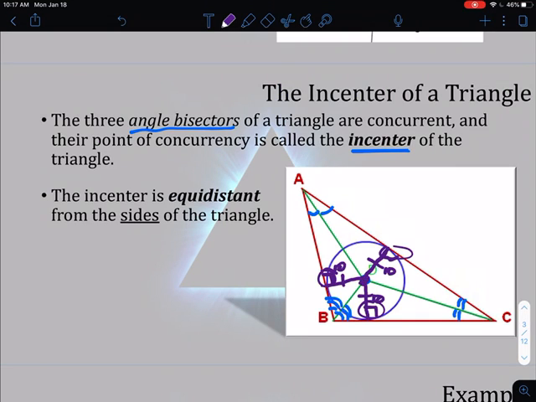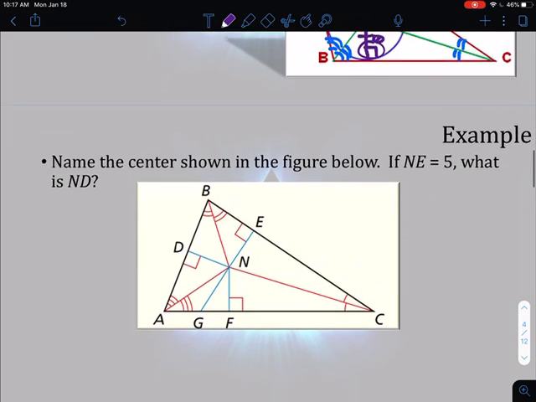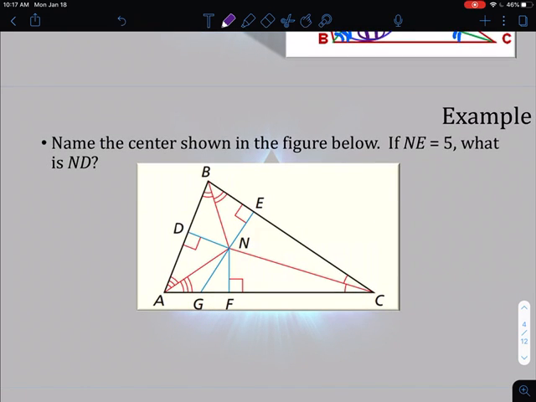So the angle bisectors form in the middle of the triangle at the incenter. The incenter then is the same distance away from all three sides. So when we're looking at this, the types of things you're going to be expected to know: given a picture, what type of center is being illustrated? Is it a circumcenter, is it an incenter, or one of the two we're going to introduce in a little bit? And then you also need to know what's special about that.